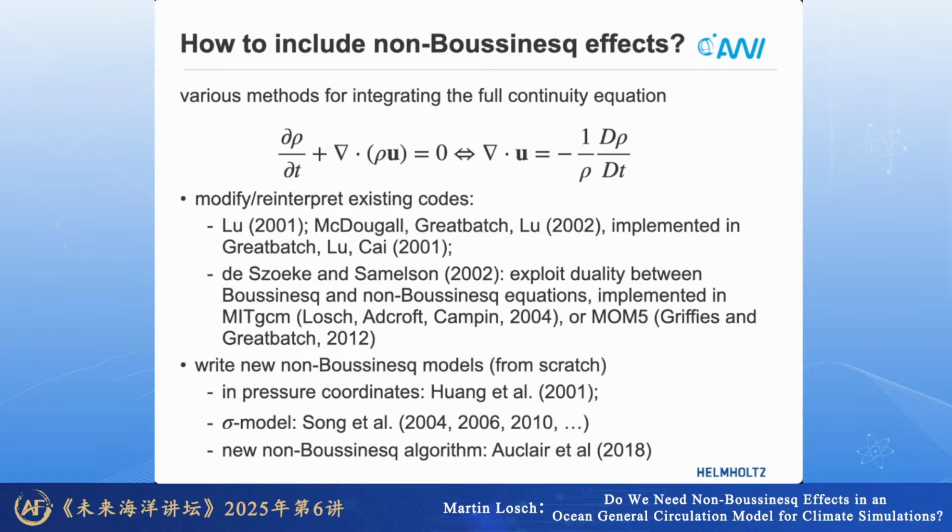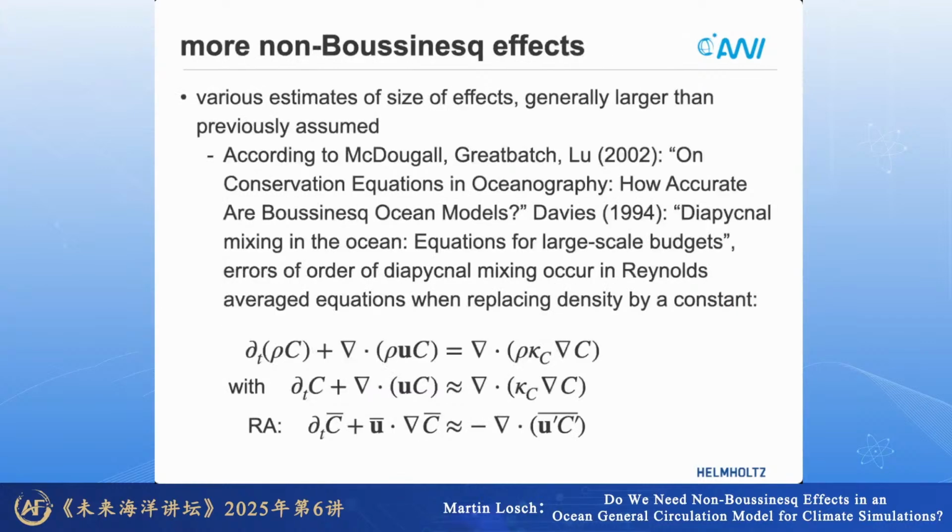Now I'm going to talk a little bit about the McDougall, Greatbatch and Liu, or Greatbatch, method, because there's a third problem with the non-Boussinesq models or with the Boussinesq models, and this comes from the Reynolds averaging. So here down there you have the tracer equation, and usually when we write these models, we do Reynolds averaging. So we replace the variables in there by the mean variable plus the fluctuation, and then average the equations.